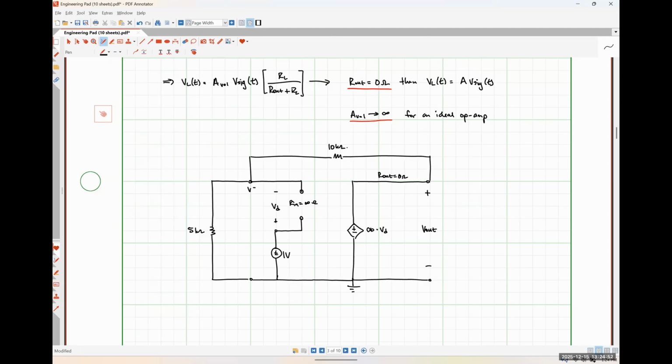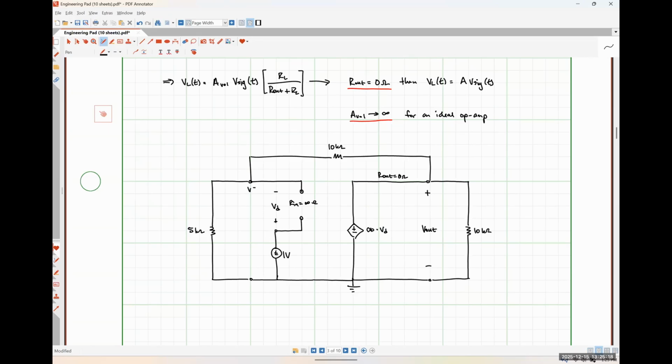Ten kilo ohms. Here's my load resistance of 10 kilo ohms. Let's take a crack at these. All right. So I want to make an observation really quickly. Looking at this circuit.